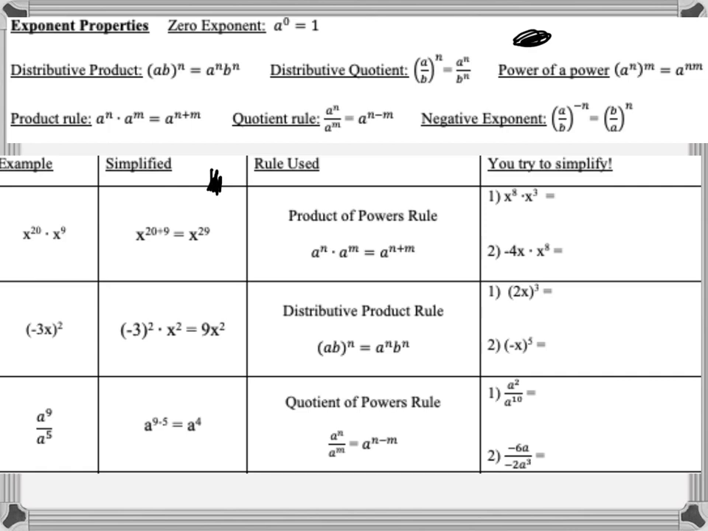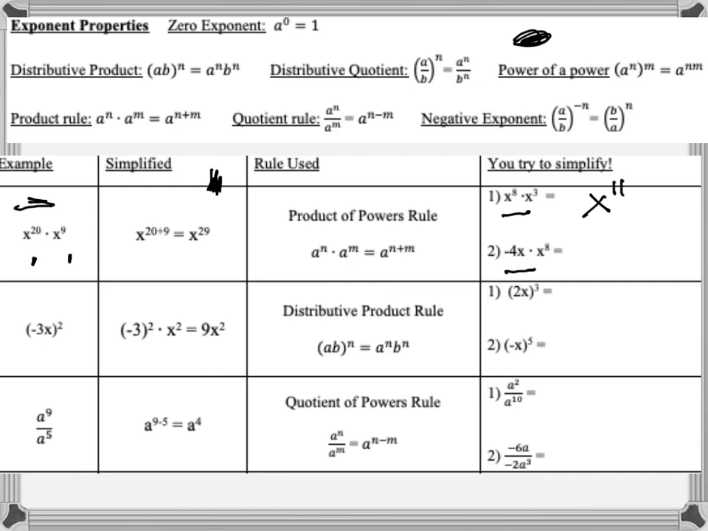So our first property we learned is the product property. We can see that here. When we are multiplying two expressions with the same base, we add together the exponents. So if this exponent is 20 and this exponent is 9, we add those exponents together and our final answer is x to the power of 29. So in this example, we have x to the power of 8 times x to the power of 3. So if we add those together, we get x to the power of 11.